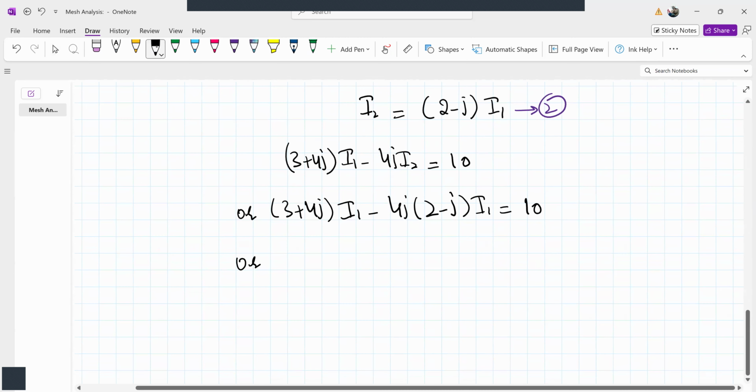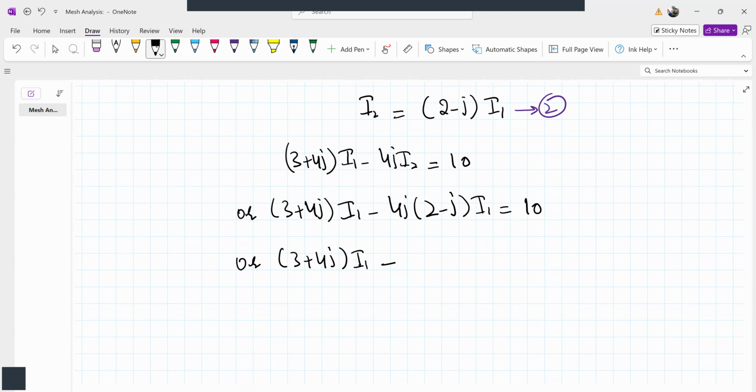So we can simplify this. This will be 3 plus 4j I1 minus, 4 times 2 is 8, so it will be 8j. Then 4j square, minus minus is plus, then it will be again minus 4. Let me write minus outside. So this will be I1. Please check the calculations here. First of all, 4 times 2 is 8. Then 4j times j square will be minus, and this is correct.